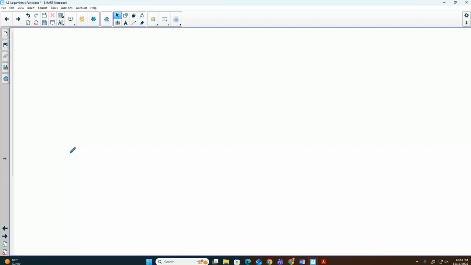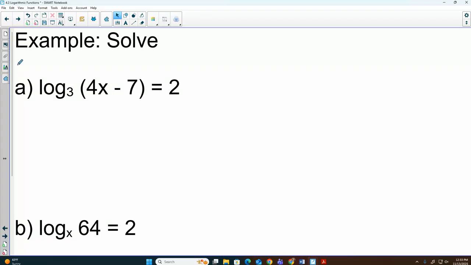We talked about exponential functions in the previous section. Yesterday we started talking about logs. Today we're going to start solving log equations, and we'll spend a couple days on this. So let's take a look at an equation like this.